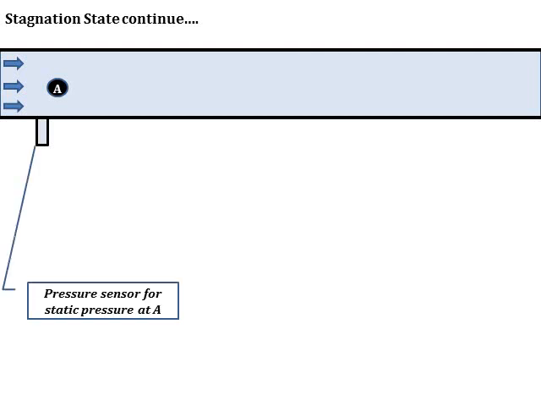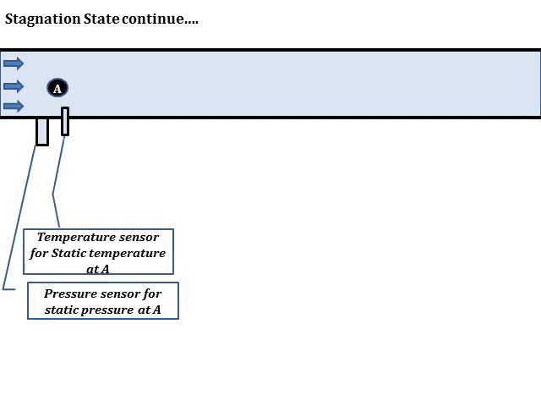Now consider a flow of fluid through a duct as shown in the slide. This is the flow direction. Now A represents a particular point in the fluid field. We can use a pressure sensor to measure the pressure at that particular point, which is referred to as static pressure corresponding to point A. By providing a temperature sensor, we can measure the temperature at that particular point, which is referred to as the static temperature at point A.